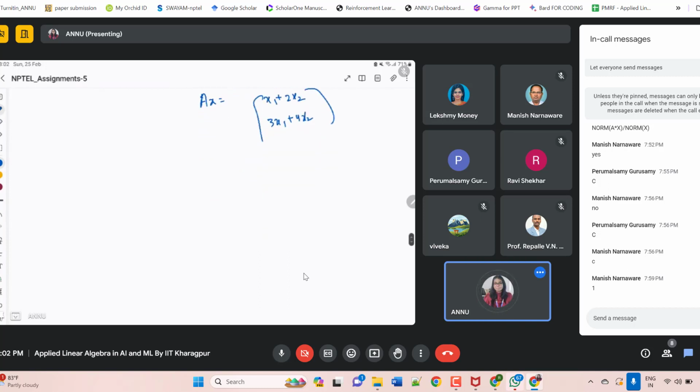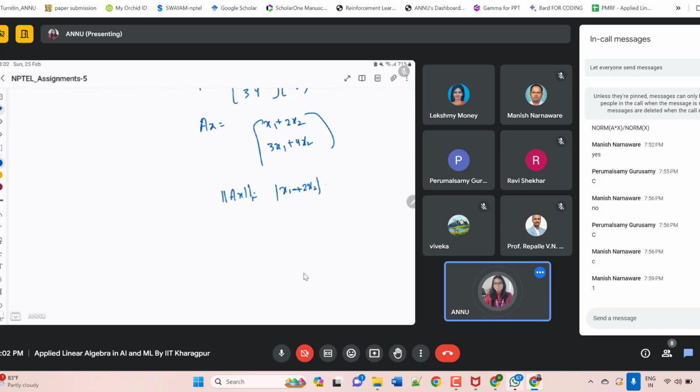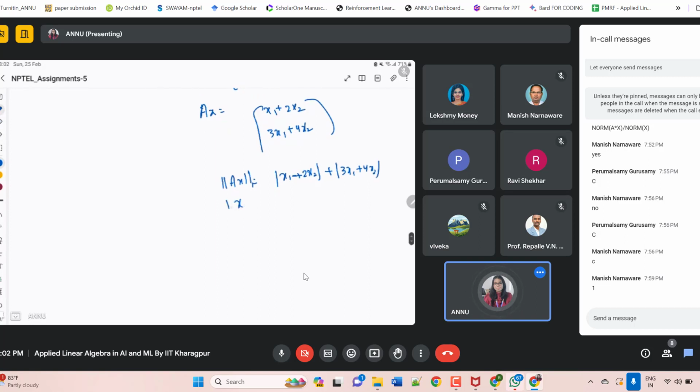Okay. And then what is the norm of Ax? One norm. What is the norm? This is |x1 plus 2x2| plus |3x1 plus 4x2|. And the x norm, the one norm, is |x1| plus |x2|.